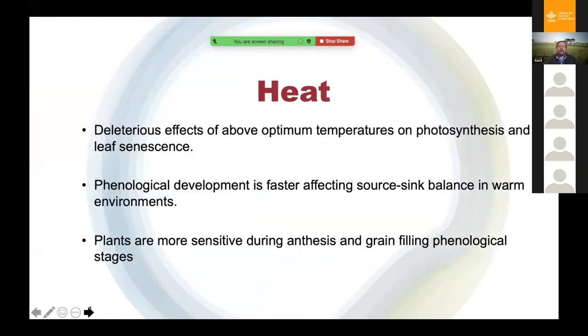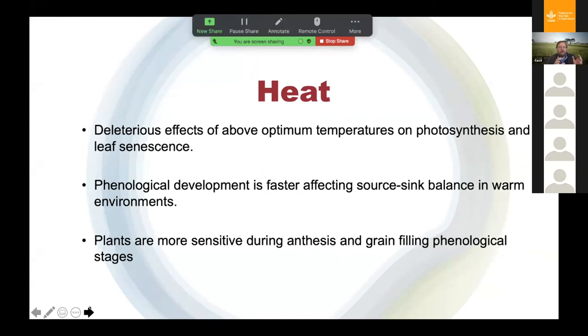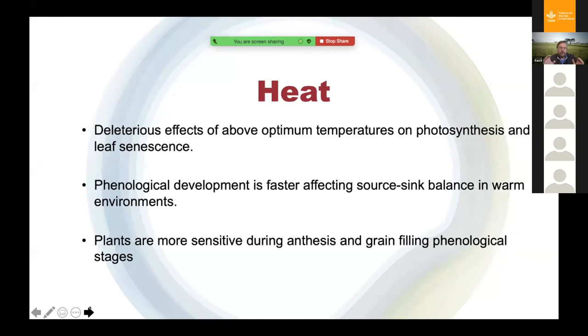For our modeling, we're looking at heat, the deleterious effects of above optimum temperatures on photosynthesis and leaf senescence. The phenological development is faster, affecting source-sink balance in warm environments. And we're also modeling that plants are more sensitive during anthesis and grain filling phenological stages.